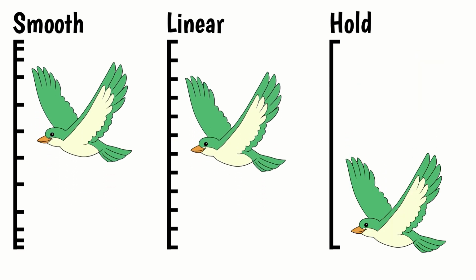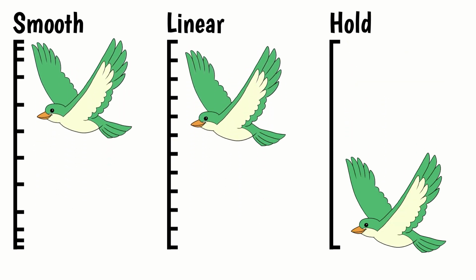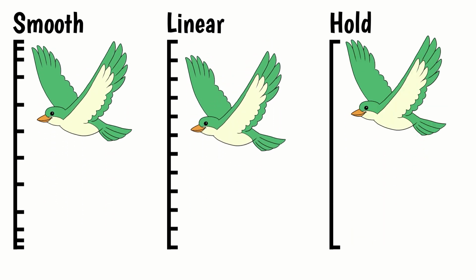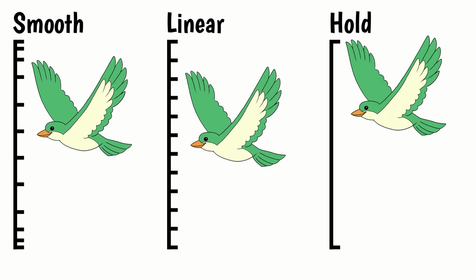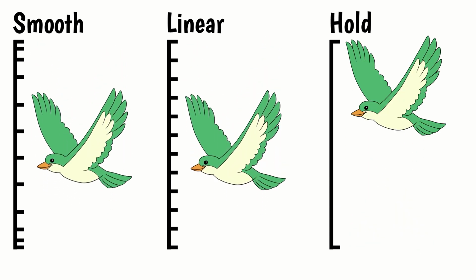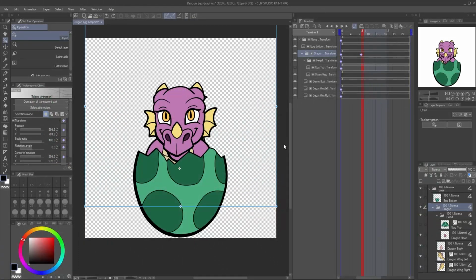There are 3 keyframe types: smooth, linear, and hold. They affect how your animation moves between keyframes. Smooth has a natural slowdown near keyframes, linear moves evenly, and hold simply jumps from one position to the next. You can change between them using the drop-down I showed earlier. We'll just be using smooth interpolation for this animation.